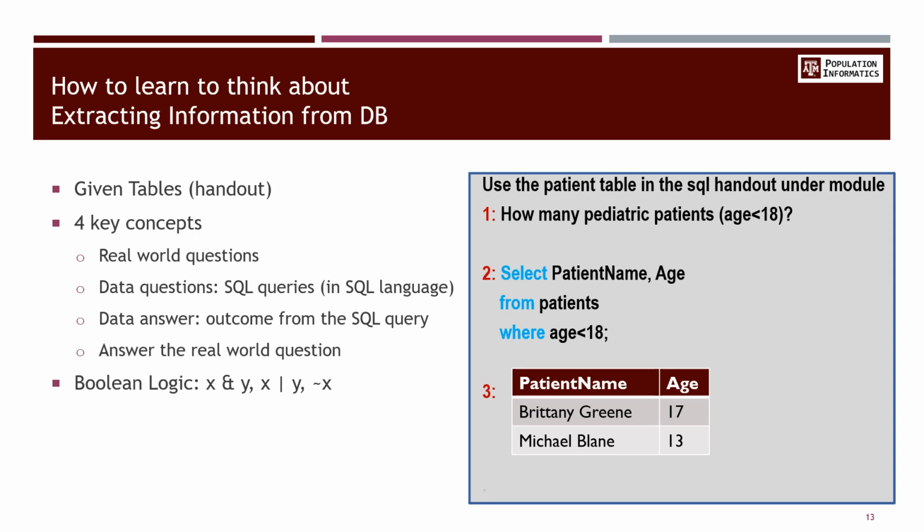Third, the query will result in a table with 2 columns, the patient name and age, with rows that meet the condition. These would be rows 9 and 13 in the patient table. Finally, I can translate these results to answer my real-world question. That is, there are 2 patients under 18. Note that in this example, the condition states age under 18, so 18 does not count. Thus, Noah in row 11, who is 18, will not be included.